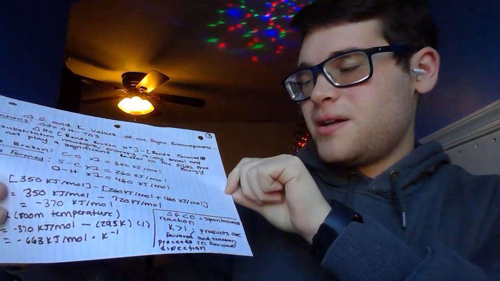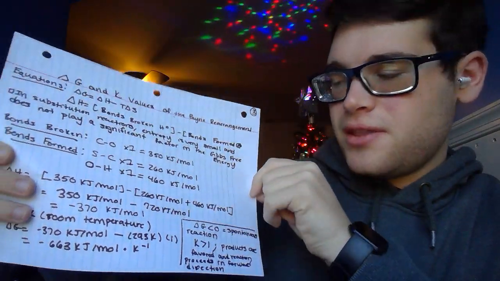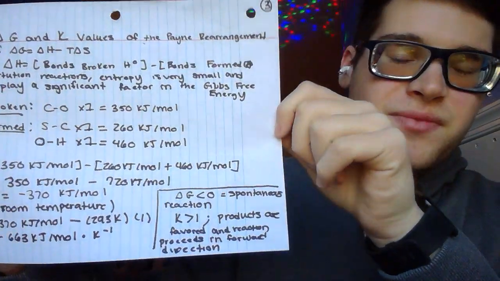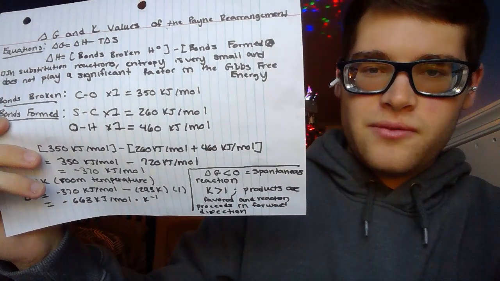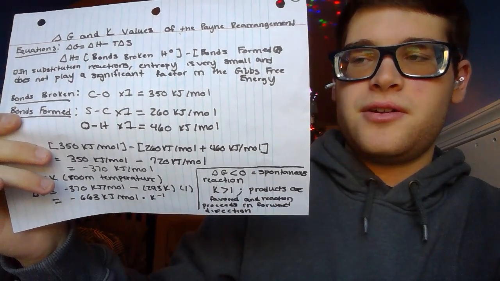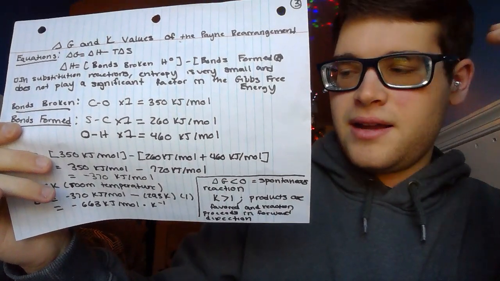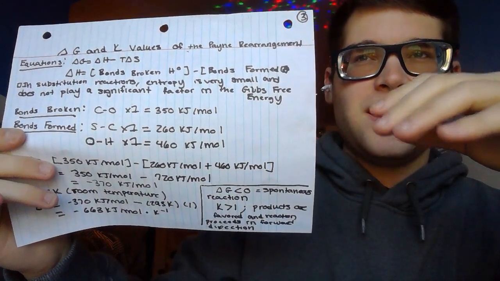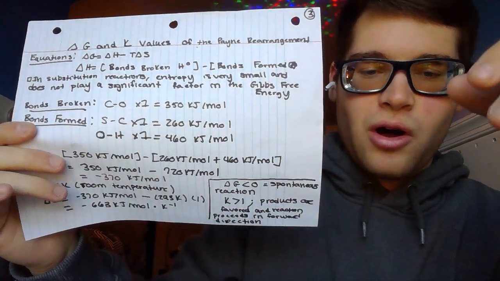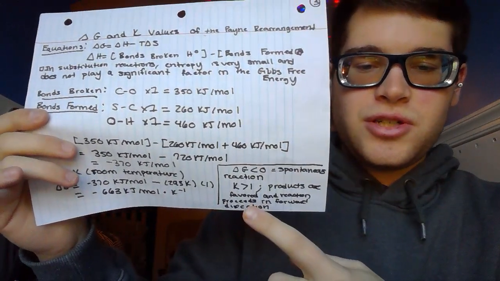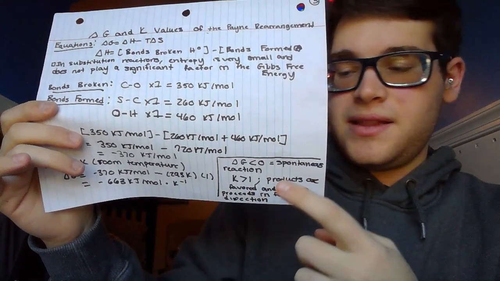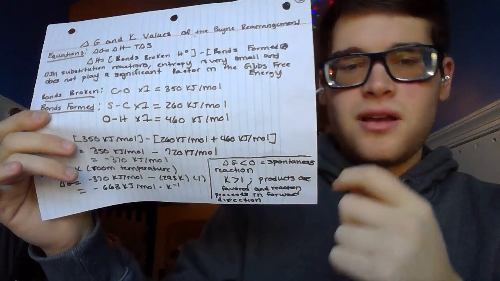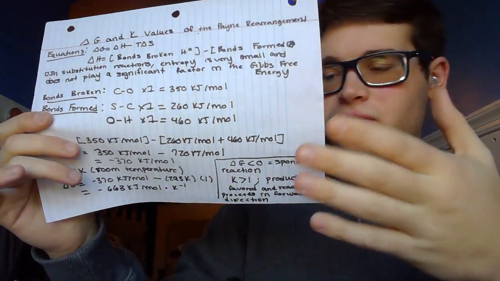Basically, I plugged the change in enthalpy into our Gibbs free energy equation, and I used 298 Kelvin as the temperature because that's standard room temperature. Entropy in a substitution reaction is kind of negligible because it's so small. And so what I found is that delta G was less than 0, meaning that it's a spontaneous reaction occurring in the forward direction.